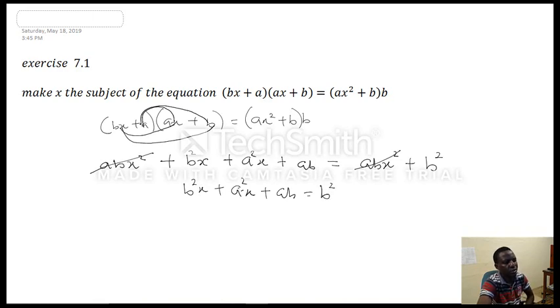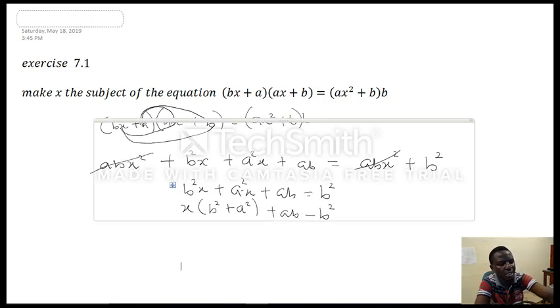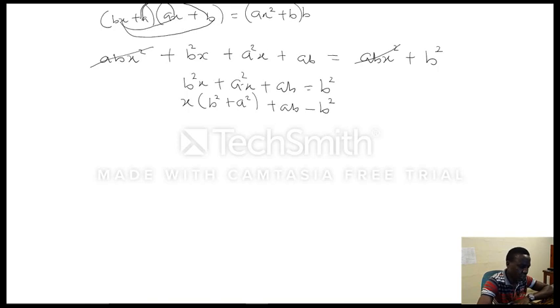So what I'm going to do is to factorize out x, since we have to make x the subject of the formula. So we are going to have x into bracket b squared plus a squared, then plus ab is equal to b squared. Next, I'm going to take ab to the other side of the equation, leaving us with x into bracket b squared plus a squared is equal to b squared minus ab.